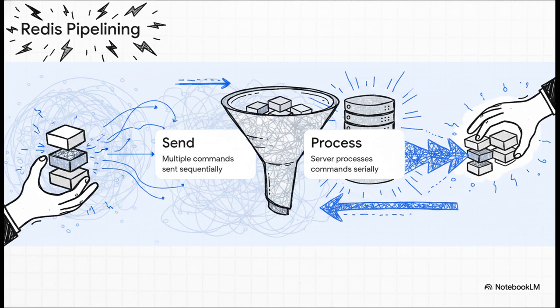Here's how it works. The client starts a pipeline transaction and sends multiple commands sequentially without waiting around. The server then processes them all serially in its event loop, and finally, the client receives all the responses at once in a single batch. By batching commands like this, you completely bypass the massive delays of network latency, vastly increasing your total throughput.